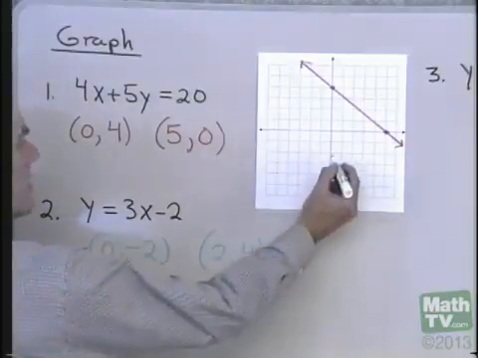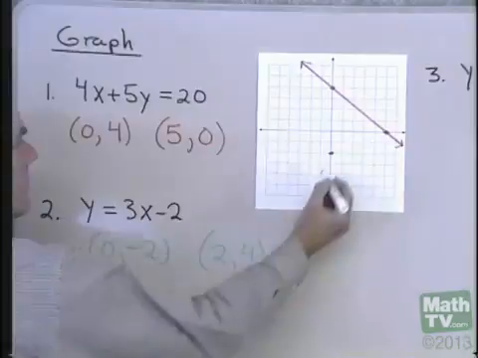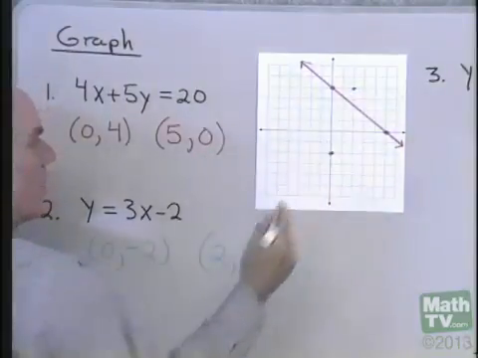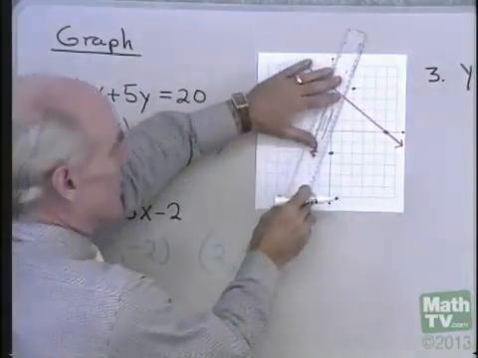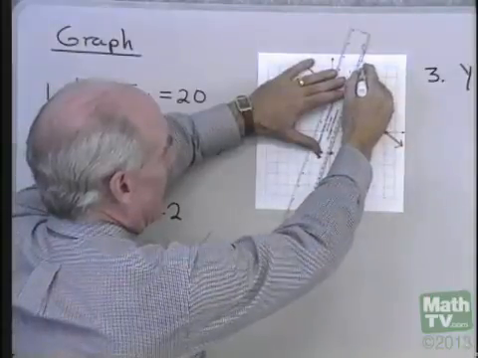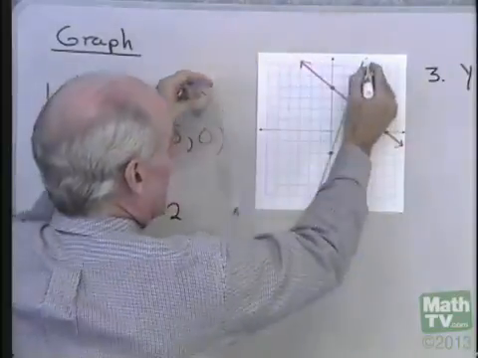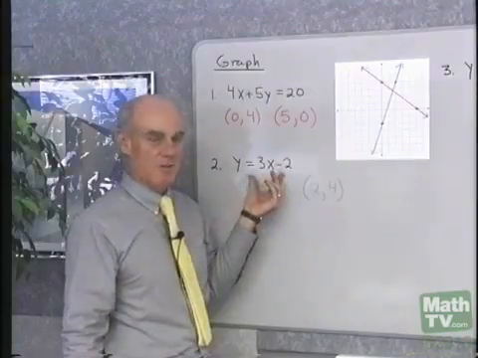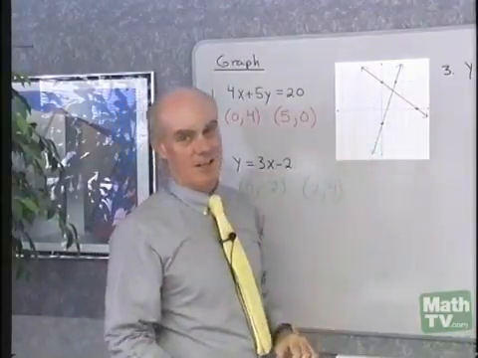When x is 0, y is negative 2. And when x is 2, y is 4. So when x is 2, y is 1, 2, 3, 4. So that point is on the graph also. Now, what I'm going to do is connect these 2 points with a straight line. And when I do that, I'm going to have the graph of y equal 3x minus 2. And again, every point on this line has coordinates that satisfy this equation, and every ordered pair that satisfies this equation has a graph that lies on this line.